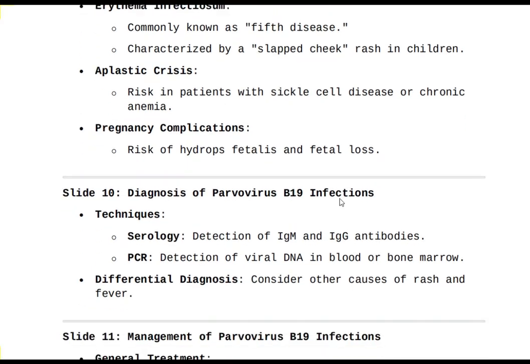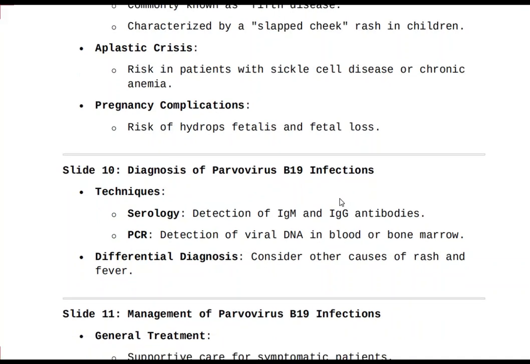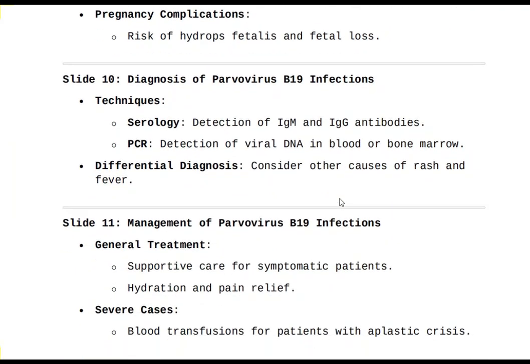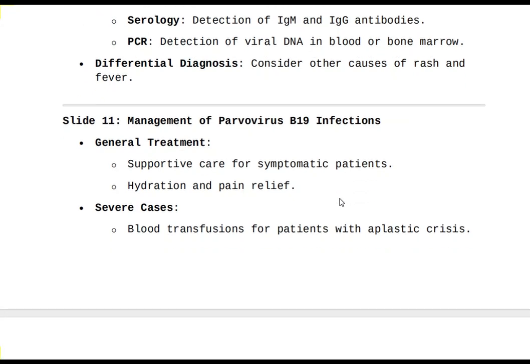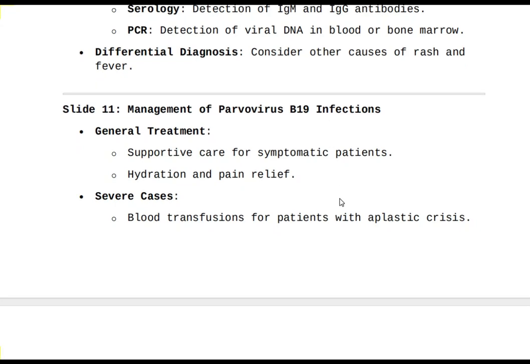Aplastic crisis is similar to aplastic anemia, but people at risk are those with sickle cell disease or chronic anemia. For pregnancy, the risk is hydrops fetalis or fetal loss. That means there is intrauterine fetal demise, so the fetus may have died inside the womb. Diagnosis is by serology or by PCR, detecting the corresponding antibodies and the DNA in blood or bone marrow.